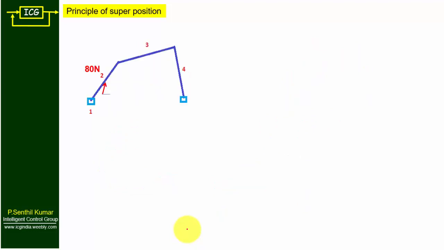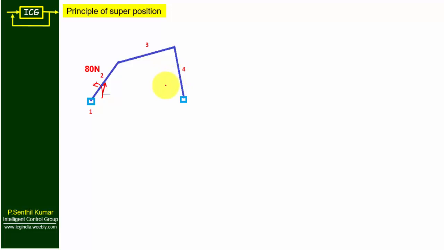Now step number 5, the last step in dynamic analysis of 4-bar mechanism. Now our aim is to find out the equivalent torque value acting on crank. So three forces are acting on each link 2, 3, 4. Now we need to find the equivalent torque.